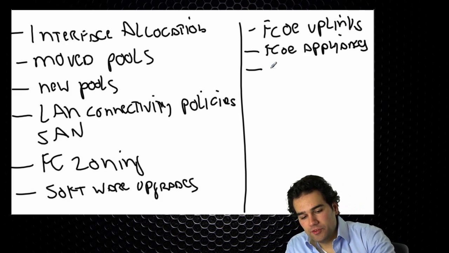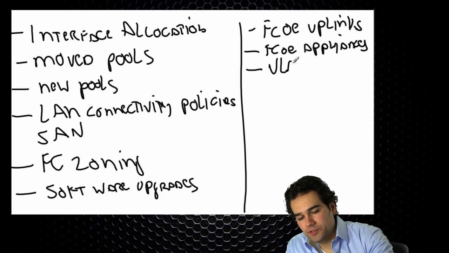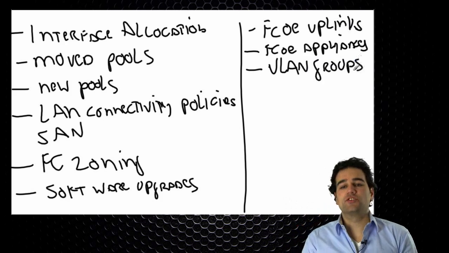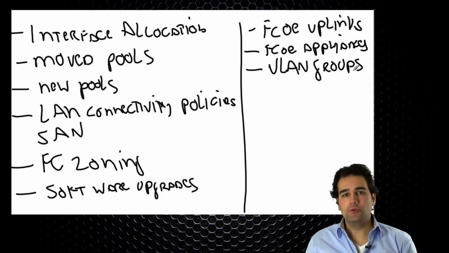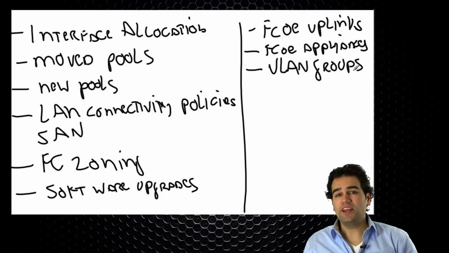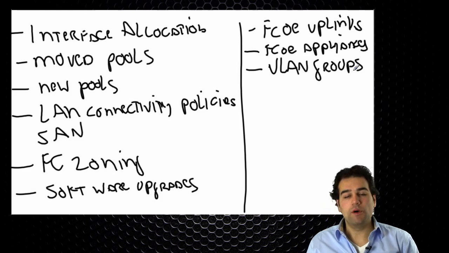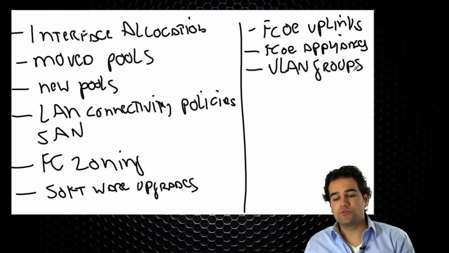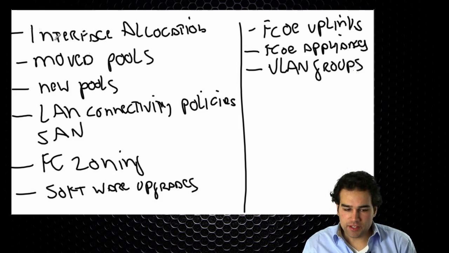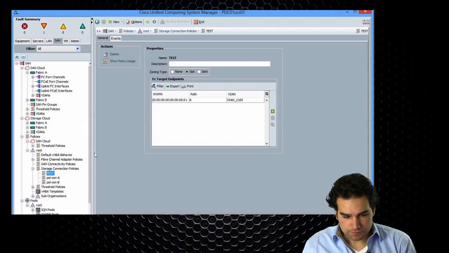And then finally, we have a new way of doing disjoint layer 2 by using VLAN groups. So the next generation of disjoint layer 2 is going to be using the VLAN groups feature. So quite a lot of new features in there, or some updated features, and I want to run you through all of them. So first, interface allocations.